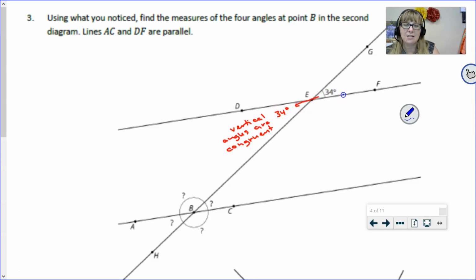Now we've seen vertical angles are congruent, but there's another property that we can utilize here, and that is we have a straight angle. And again, a straight angle means we have supplementary angles. Let's write that down again. Supplementary angles add to 180 degrees.